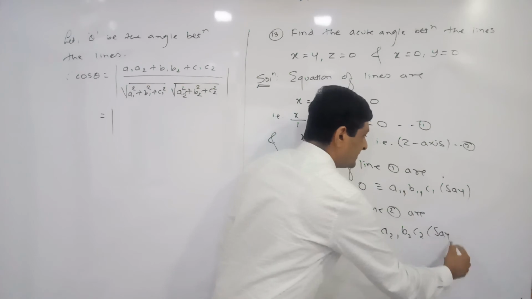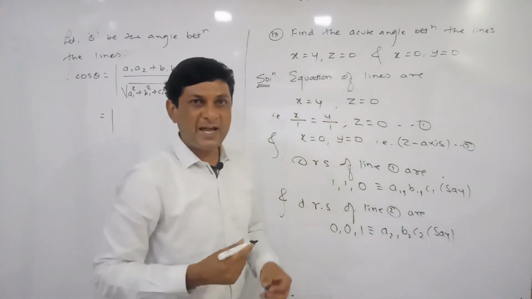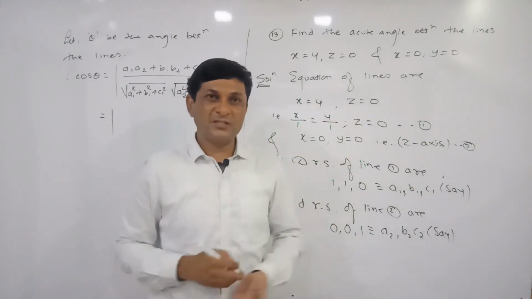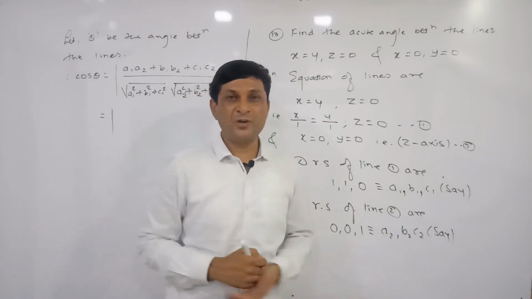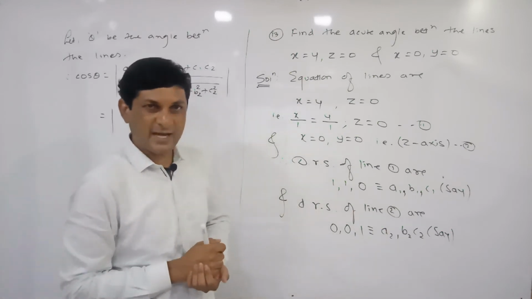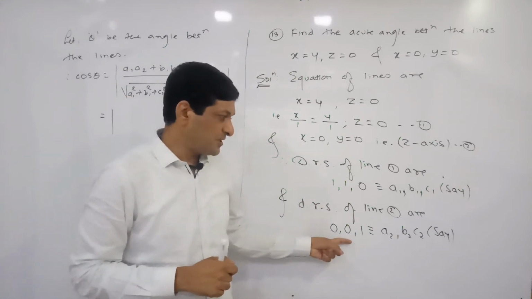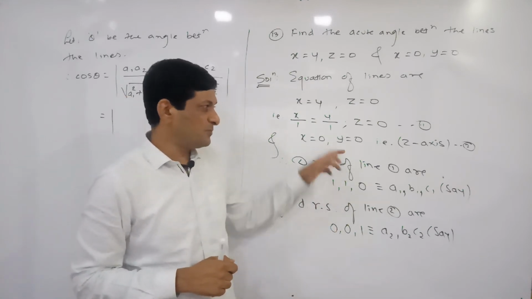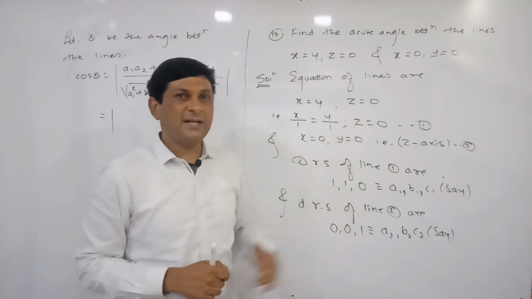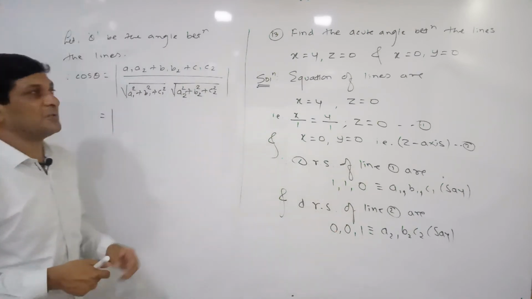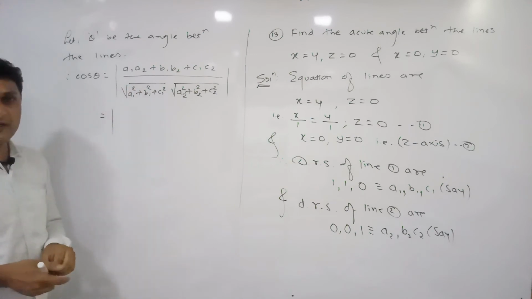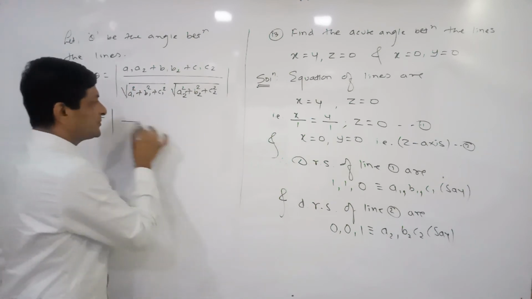How to find the direction ratios of the x-axis, y-axis and z-axis, that part we have already discussed in vectors when we studied direction ratios and direction cosines. So the direction ratios of the z-axis are known to us, which means the direction ratios of the second line are also known. Once the direction ratios of both lines are known, apply this formula to find the angle between the lines. Now substitute the values.